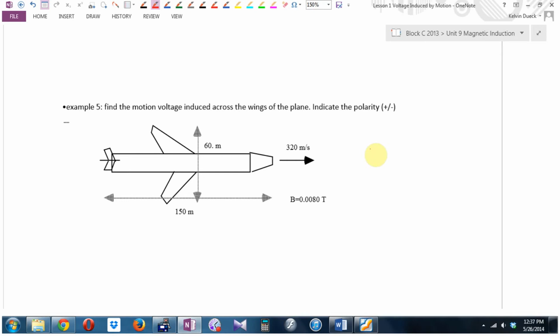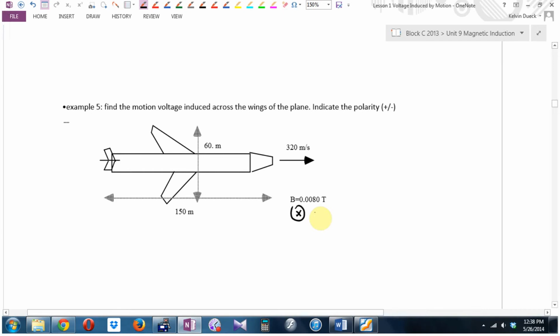Find the motion voltage induced across the wings of an airplane. Let me see. Is an airplane sort of like a metal bar? Yeah. Is it traveling through a magnetic field? Earth's? You'll induce a voltage. How big? Let's assume that the Earth's magnetic field is down into the page.